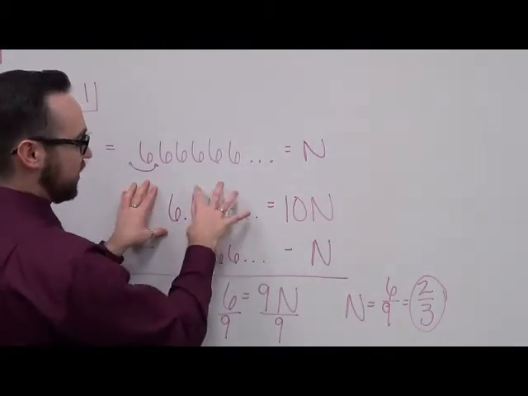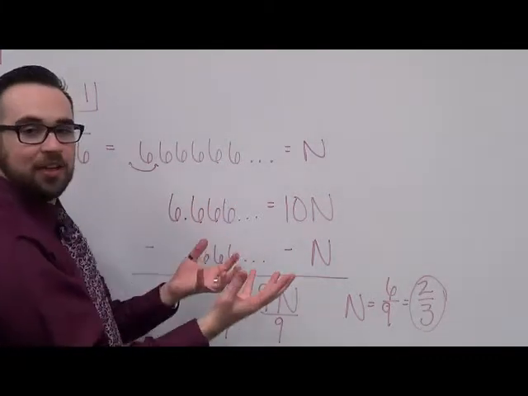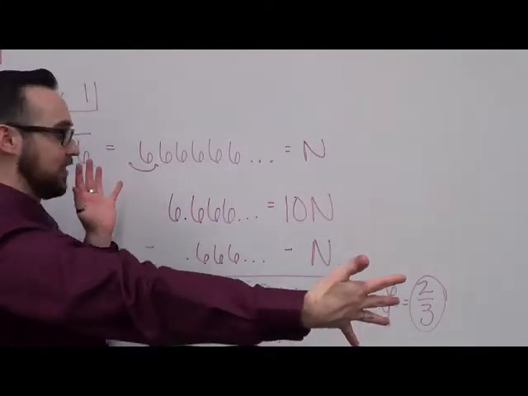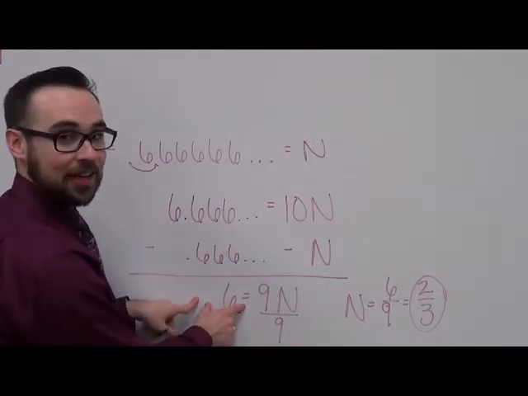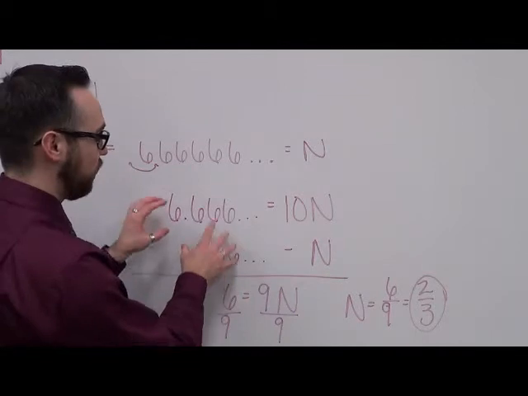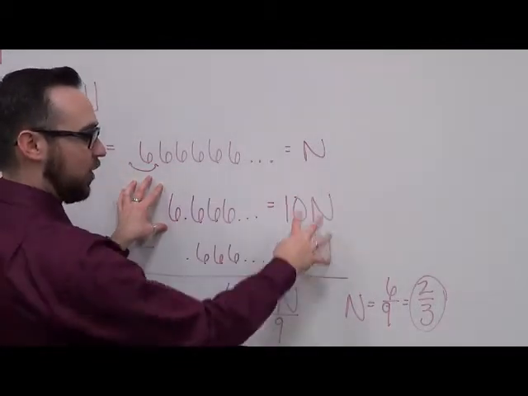Well, what I wanted to do was get rid of this decimal, because I can't do anything if I have that huge, long repeating decimal. So if I subtract it away, that's going to leave me with just 6. Okay? Well, if I subtract it away over here, I have to subtract it away over here.